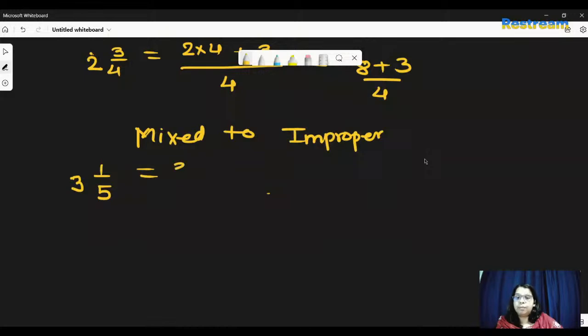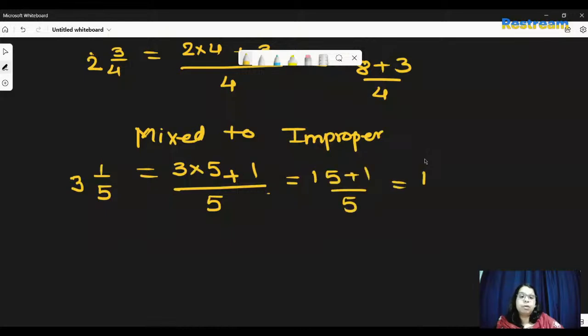So I'll take the 3, I will multiply it with my denominator, so this becomes my whole into my divisor plus my remainder, the whole over my divisor, which is equal to 15 plus 1 by 5, which is equal to 16 by 5. Now, mathematically, whenever you get an answer for any kind of question in improper form, you have to convert that into mixed fractions. So this manipulation from mixed fractions to improper and from improper to mixed is very important.